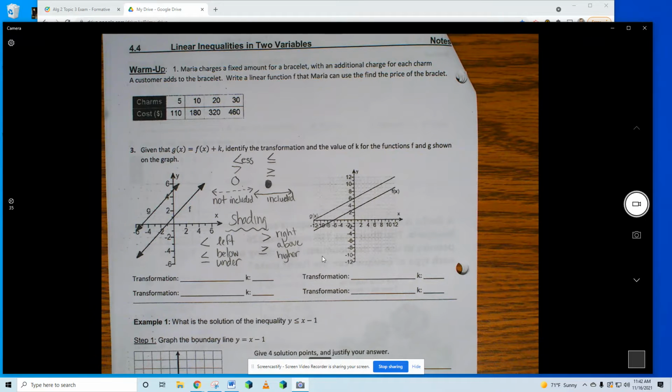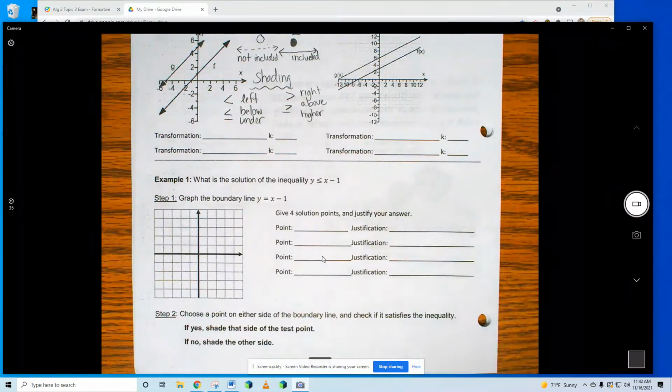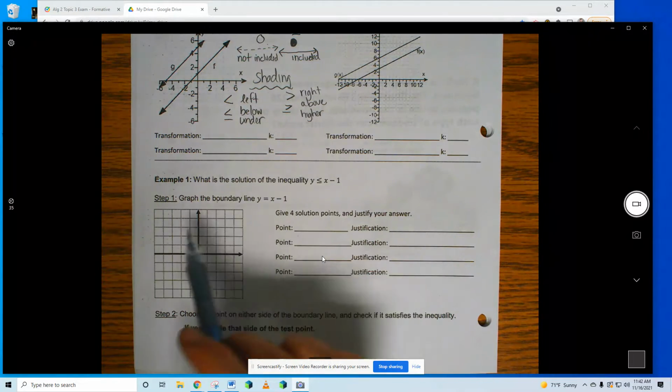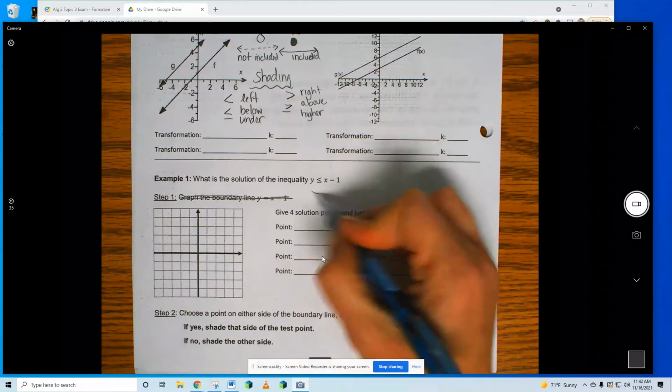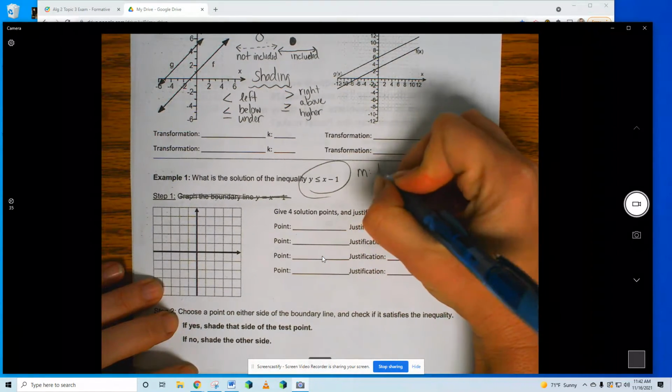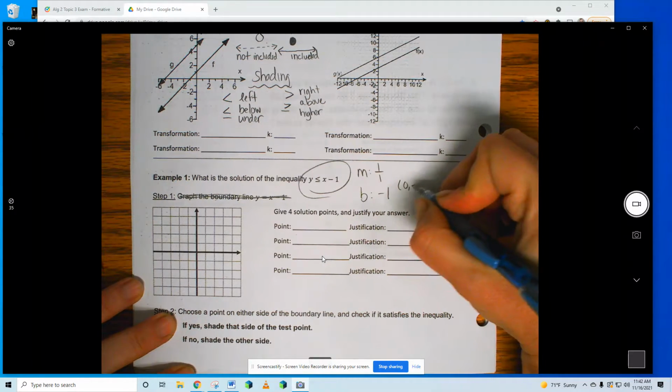So we have to draw a y equals mx plus b line. I have to figure out whether the line should be dotted or solid. And then I have to figure out where to shade on my graph. So we're going to do example 1. I'm just going to start off by actually graphing it, because it tells me to start with y equals, so I'm not going to do that. I'm just going to start right here. My slope is 1 over 1. My y-intercept is -1, which is 0, -1.